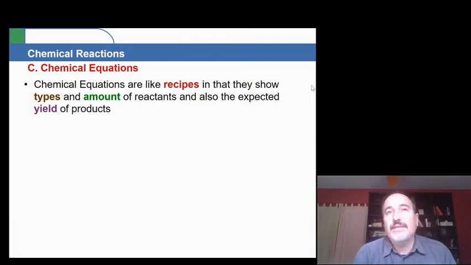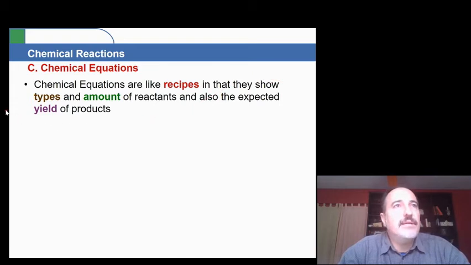And also it tells you the expected yield. Yield is an old-fashioned way of saying product. If it is a noun, it's product. If it is a verb, then it is to produce. To yield something is to produce. So the expected yield of products is like, how much do you produce? What do you produce? How many chocolate chip cookies can you make in a recipe?